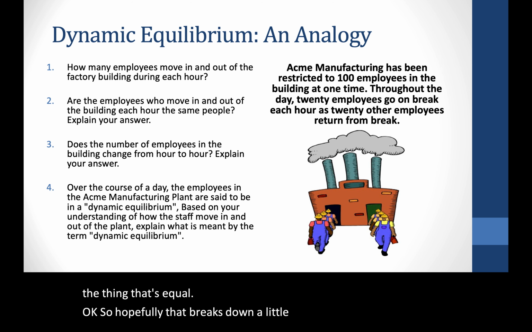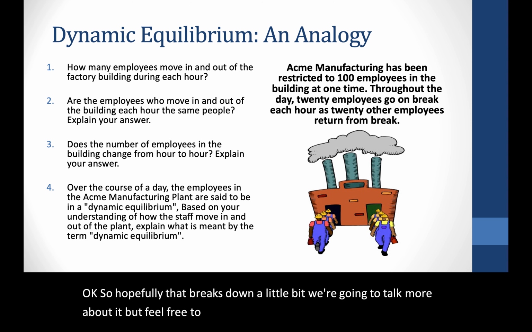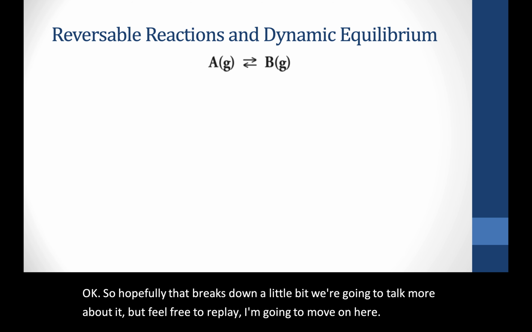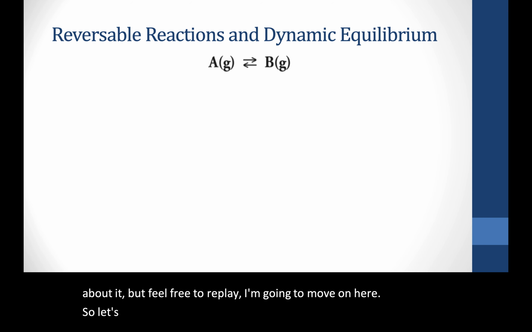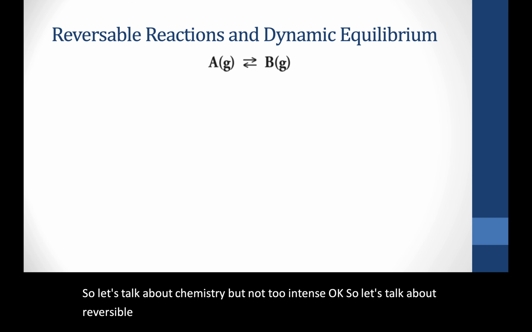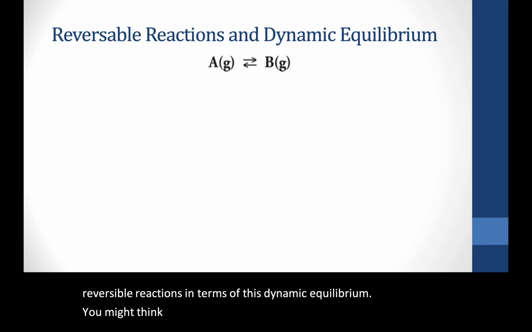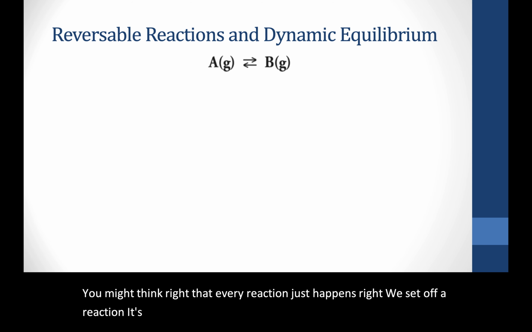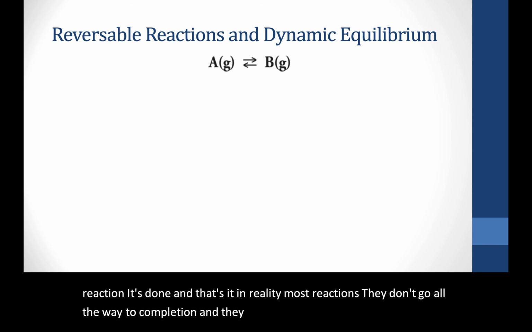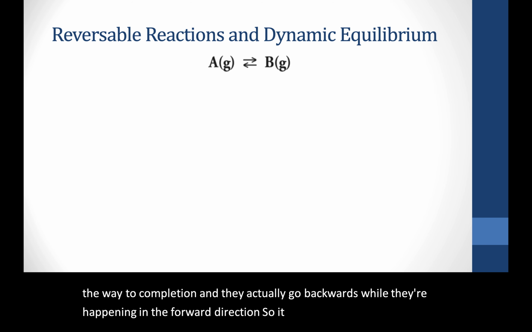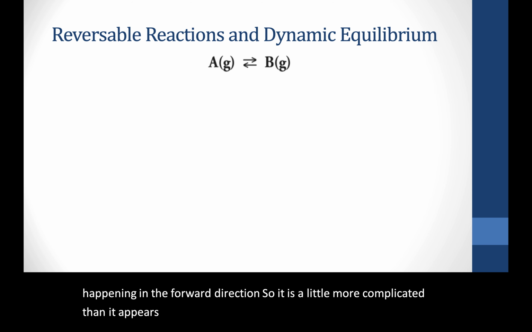We're going to talk more about it, but feel free to replay. I'm going to move on here. So let's talk about chemistry, but not too intense. Let's talk about reversible reactions in terms of this dynamic equilibrium. You might think that every reaction just happens, right? We set off a reaction, it's done, and that's it. In reality, most reactions don't go all the way to completion, and they actually go backwards while they're happening in the forward direction. So it is a little more complicated than it appears at first. So let's simplify it a little bit.